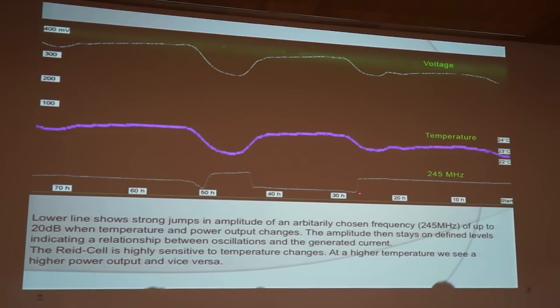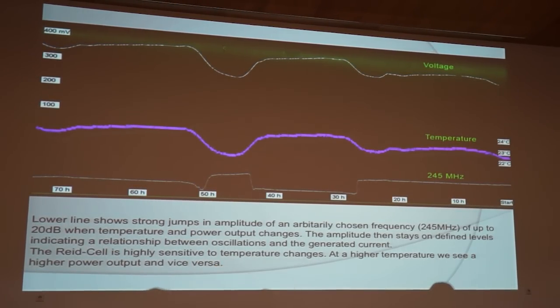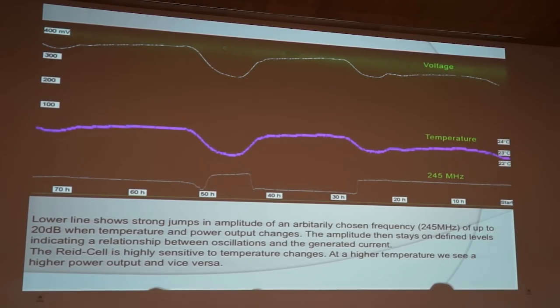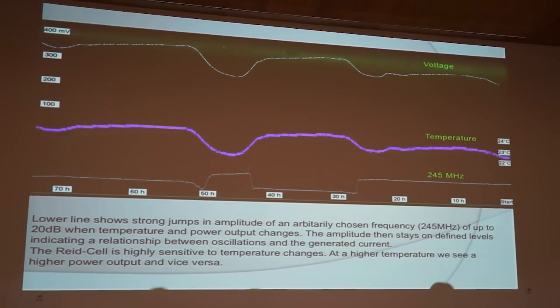And from the broadband radio signal, we took out a narrowband signal at 245 megahertz, and here we are showing only the amplitude of the signal, not the frequency. The lower line shows strong jumps in amplitude of an arbitrarily chosen frequency at 245 megahertz of up to 20 decibel when temperature and power output changes. The amplitude then stays on defined levels, indicating a relationship between oscillations and the generated current. The Reid cell is highly sensitive to temperature changes. At a higher temperature, we see a higher power output and vice versa.